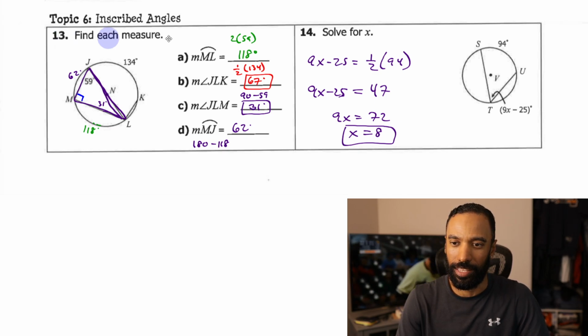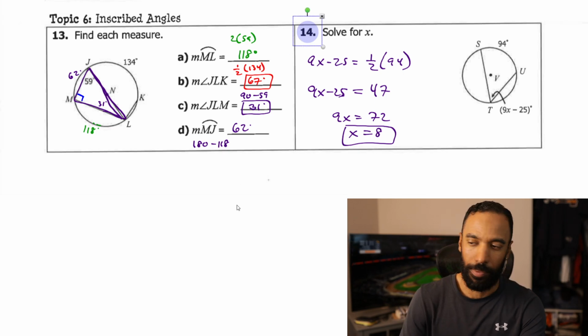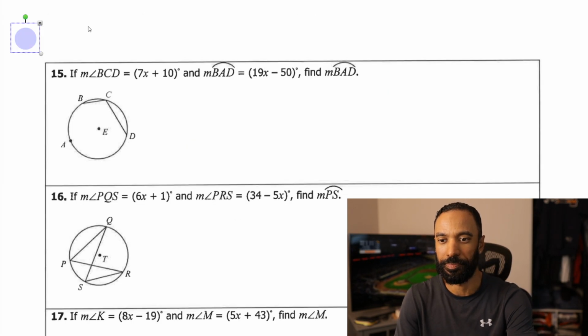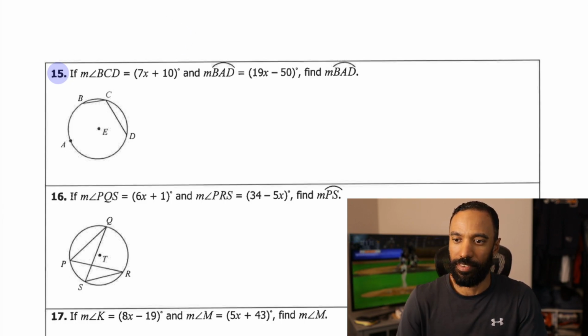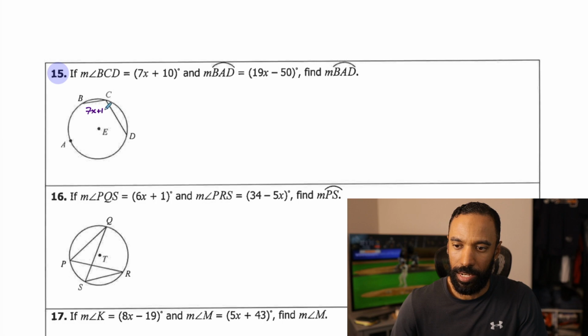All right, let's move. Oh, I didn't highlight that. So I've got to remember that. Let's get ready to copy and paste that to the next page. Let's move forward. Number 15. Measure of angle BCD is 7x plus 10. So let's label that. Degrees.